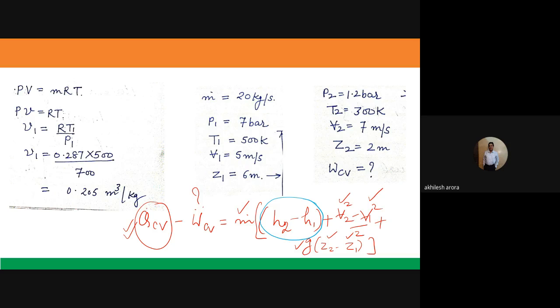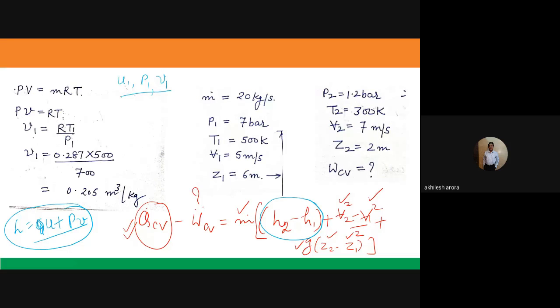And you know that h is equal to u plus pv. So that means we have to calculate h from this equation first of all. This is one way of doing it. So that means I need to calculate the value of u1. I should have the value of p1. I should have the value of specific volume v1.